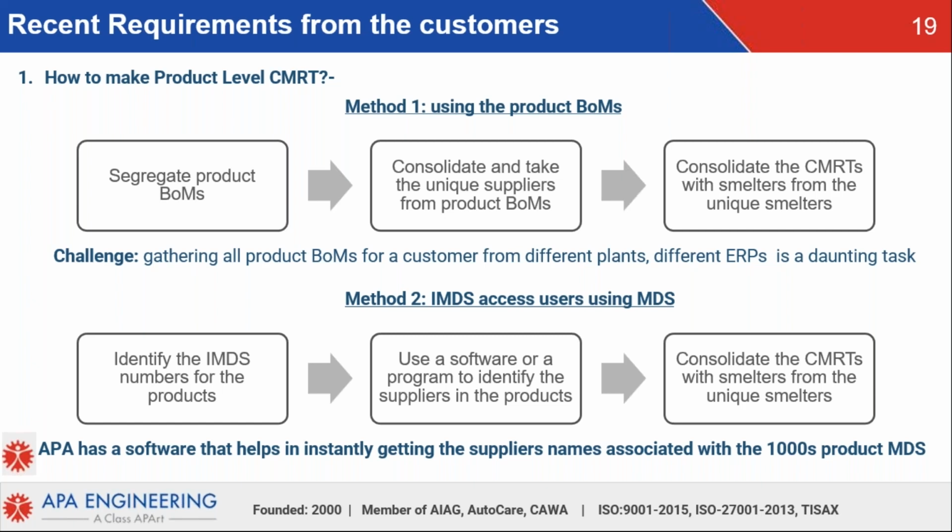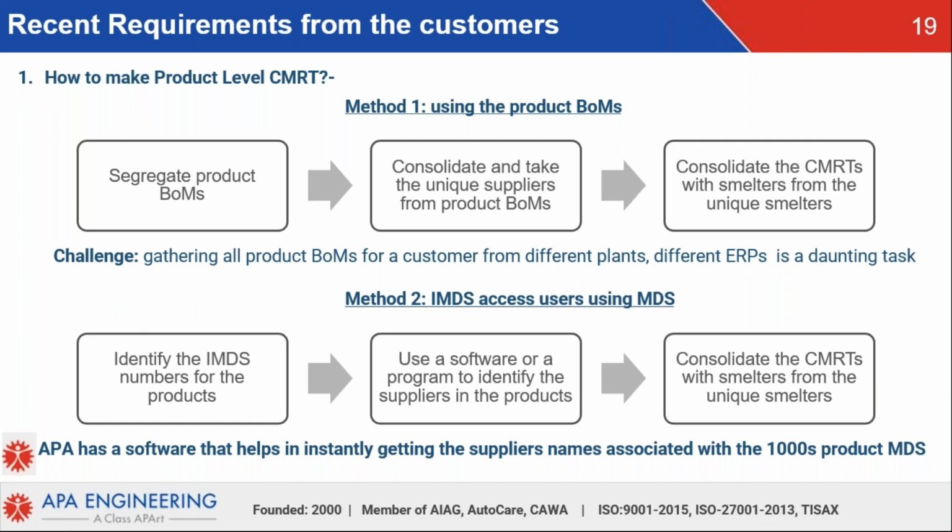In the first method, which is a universal method, as a first step, the supplier is required to collect all the 100 BOMs for the products. In step 2, you consolidate all the 100 BOMs and take the unique supplier names from the BOMs. And step 3 is you get the CMRTs from all these suppliers associated to the 100 BOMs and roll up only those CMRTs.